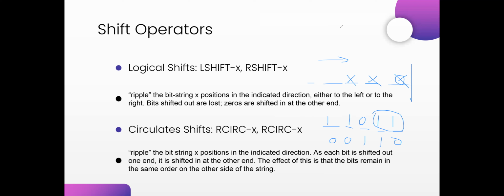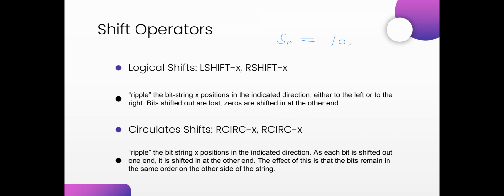Okay, and let's see if I have a number. So this is the decimal. If I have a decimal number 5, so 5 in base of 10 is equal to what? It is equal to 101 in binary, right? I think it's correct. Okay, if I left shift this by 1 position, you are going to add a 0 here.